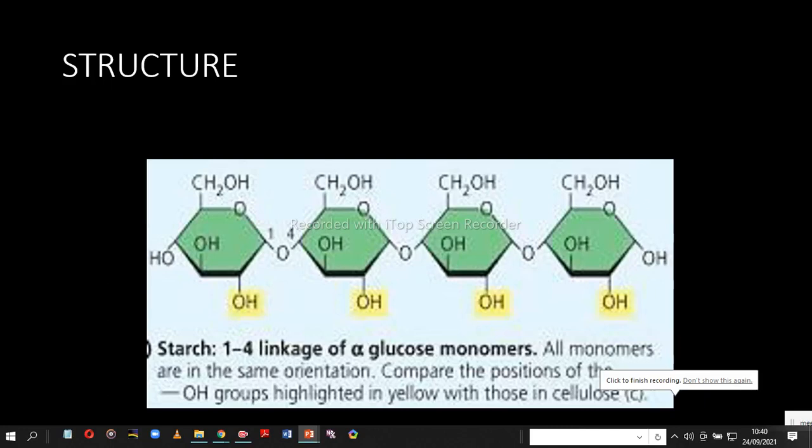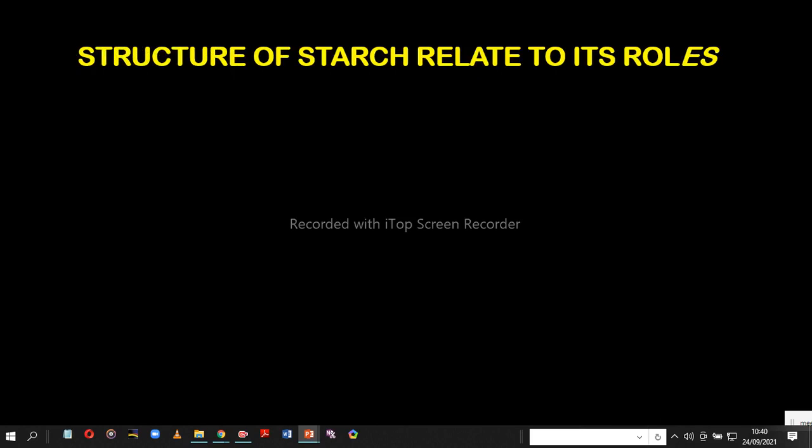The structure of starch and cellulose, then we have to see how starch really relates to its roles. Okay? Yes, we know the roles of starch. It is a storage compound in plants.